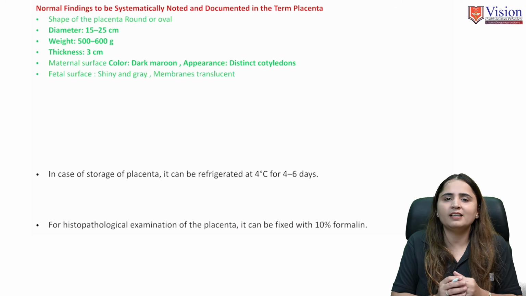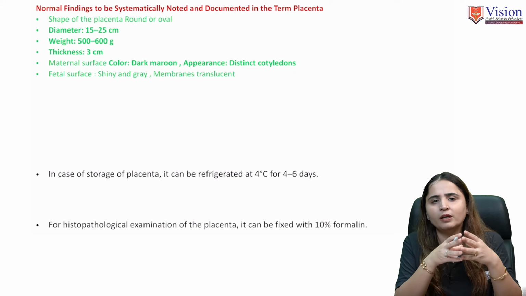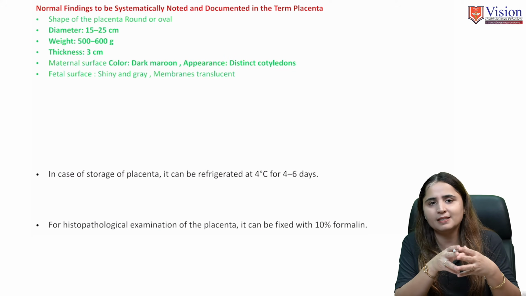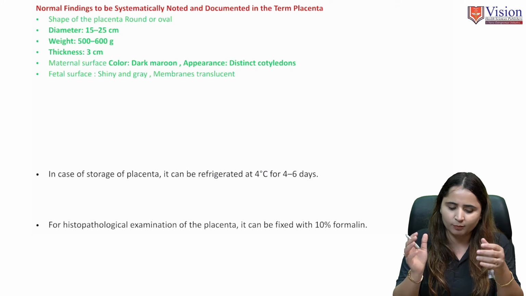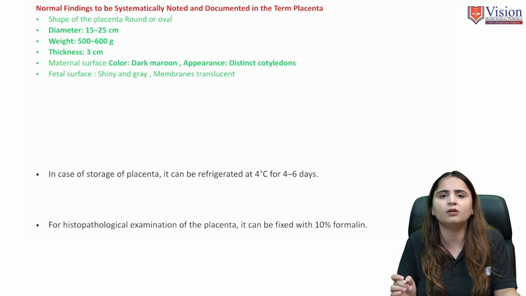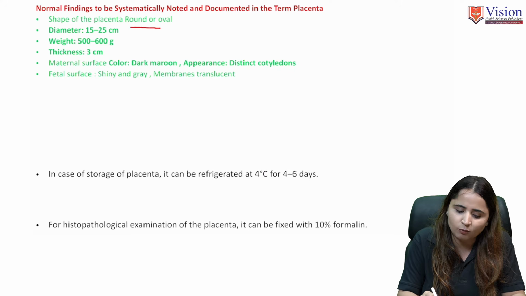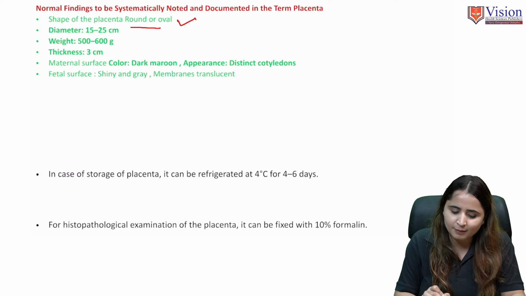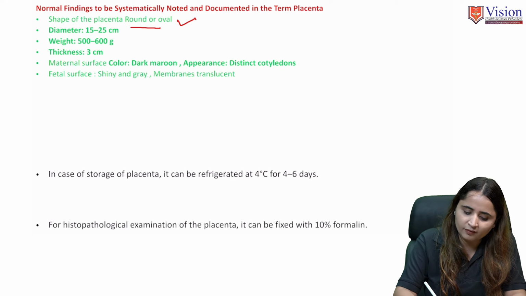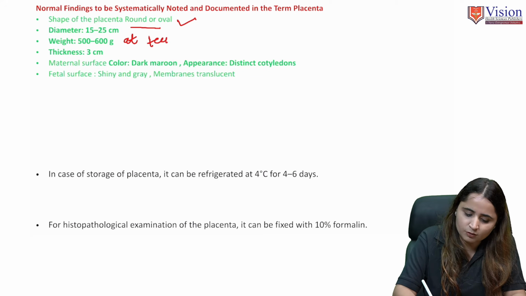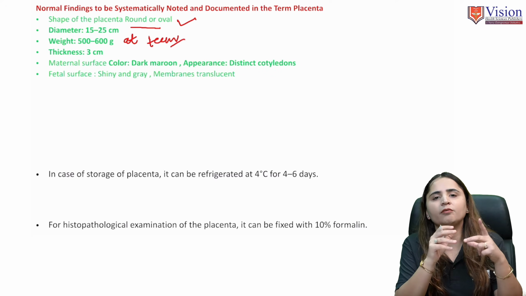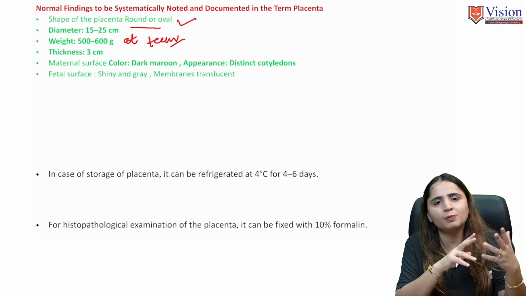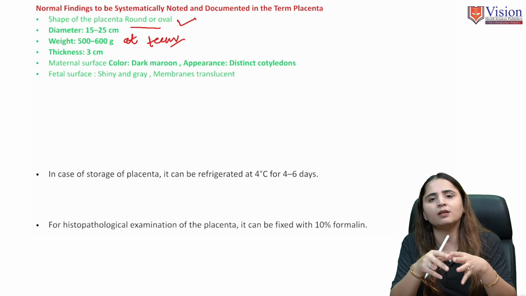Before going deeper into the abnormalities of placenta and umbilical cord, let's discuss in brief what a normal placenta is. We all know that the shape of the normal placenta is either round or oval, and its diameter is 15 to 25 centimeters with a weight of 500 grams at term, and a thickness of 3 centimeters. There are two surfaces of the placenta: one is maternal and the second is fetal.